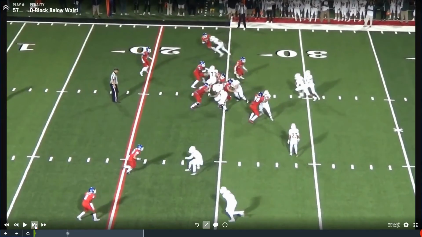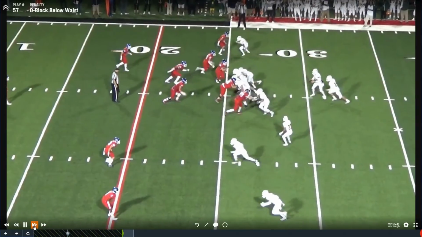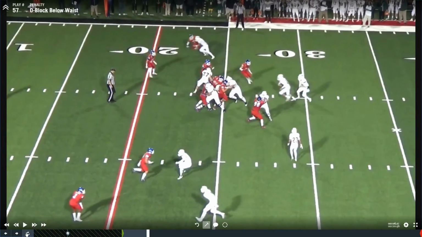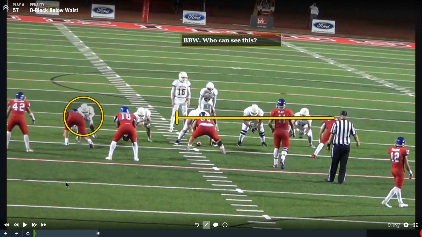Right there we see the low block below the waist, I should say. That's a foul. Okay, let's take a look at it from another angle. This is the end zone view. You'll see it much better from here. Okay, there's the players involved.